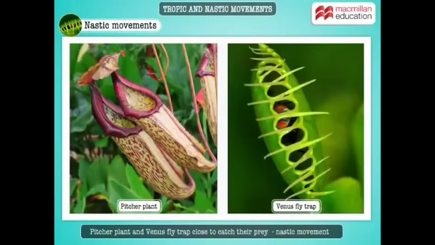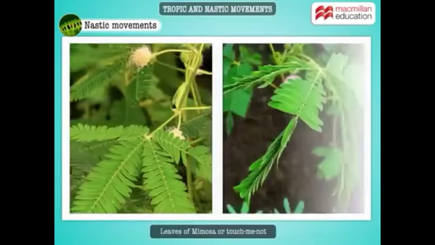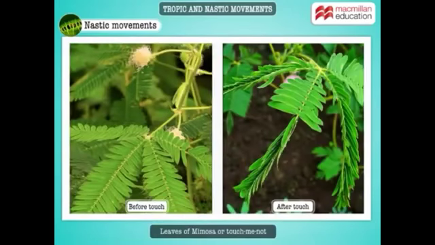Pitcher plant and the Venus flytrap close and catch their prey as soon as the prey lands on them. The leaves of mimosa or touch-me-not plant close when they are touched. Here, the movements do not depend on the direction of the stimulus.